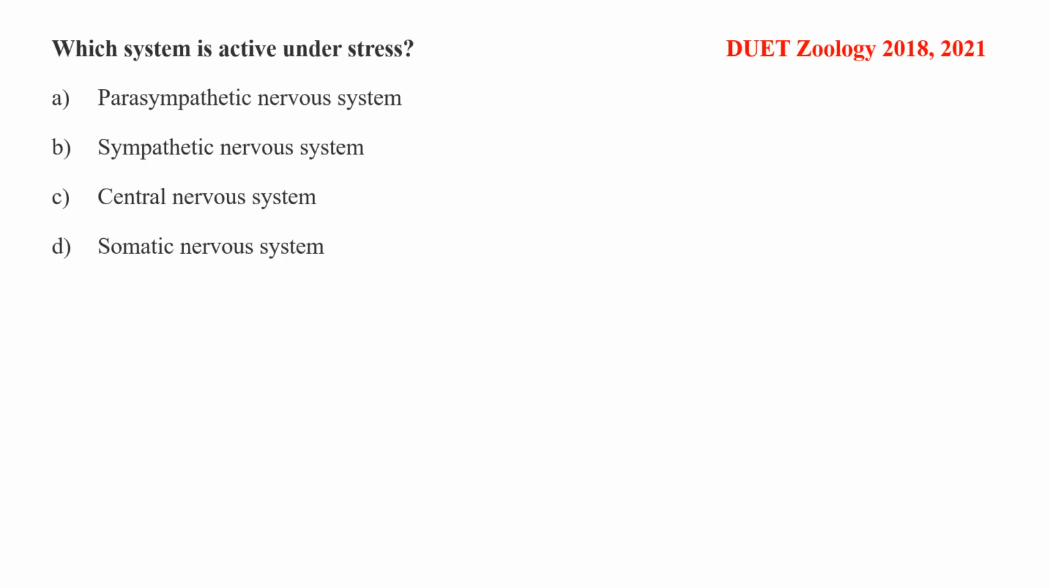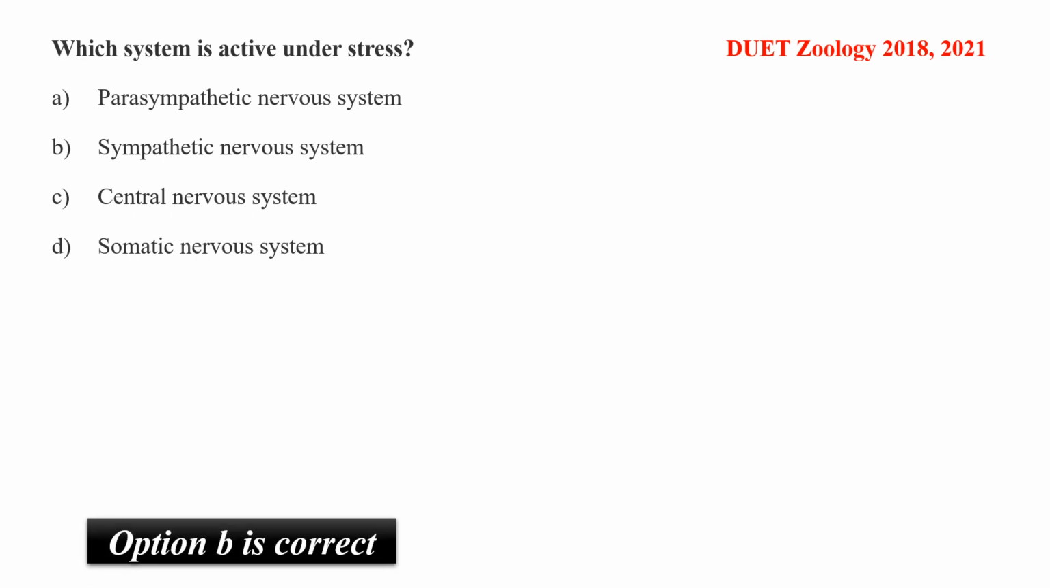Which system is active under stress? Parasympathetic nervous system, sympathetic nervous system, central nervous system, or somatic nervous system? Basically what happens, parasympathetic nervous system and sympathetic nervous system, they both constitute the autonomic nervous system, which is majorly involved in dealing with the various body processes. Sympathetic nervous system generates fight or flight response whenever body is under stress. So hence option B would be the correct answer.